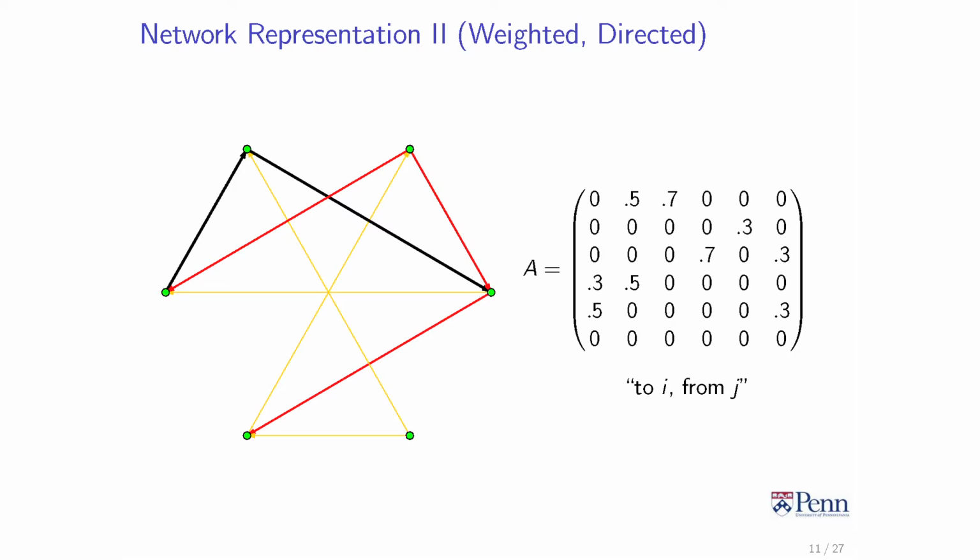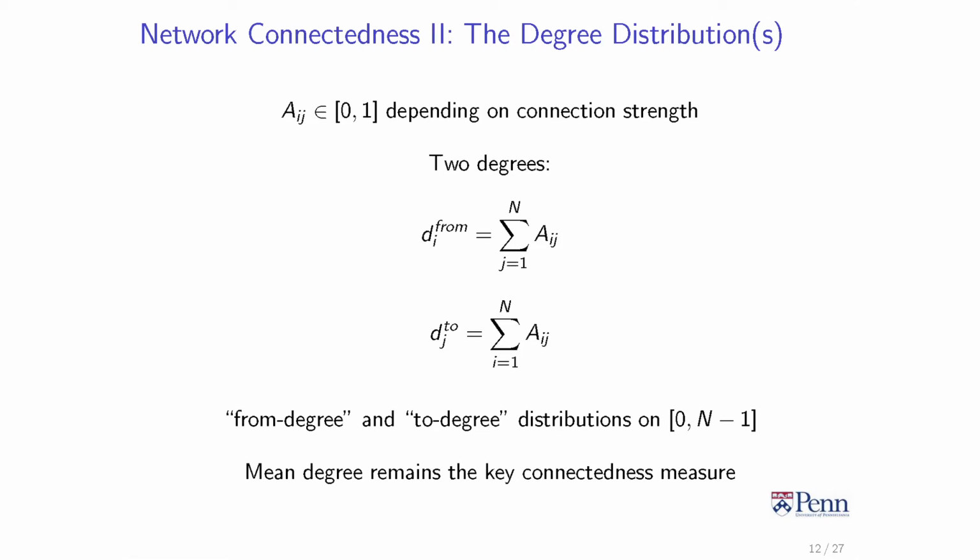OK, now the only twist is that there are going to be two different degree distributions. You can see where we're going. We're going to call them from degrees and to degrees, right? Because there's a directional aspect, sending stuff out to others and receiving future uncertainty from others. We've got two different degree distributions. The mean's going to be the same, but the actual individual degrees are going to be important for certain things that we do as well.